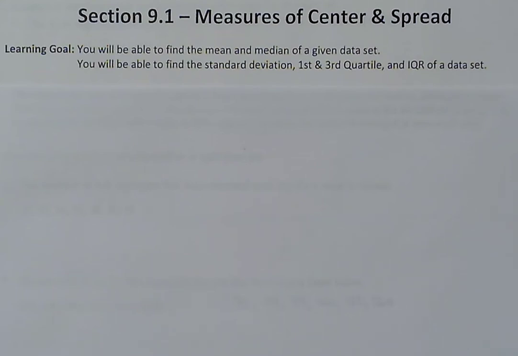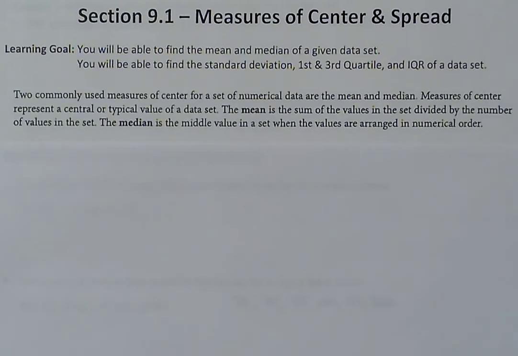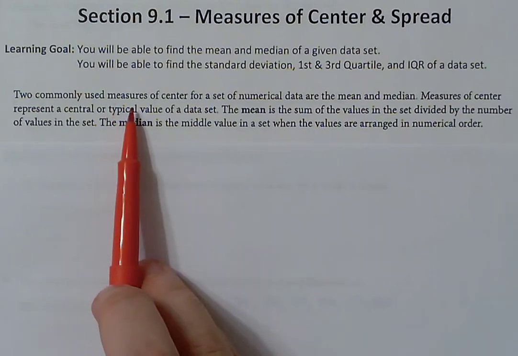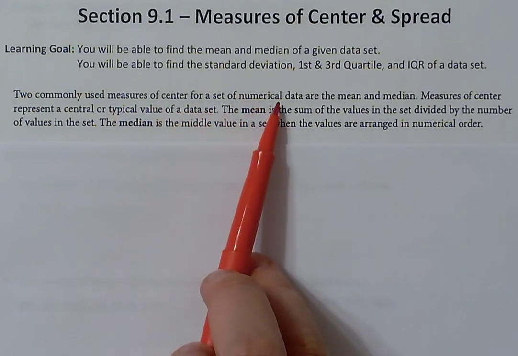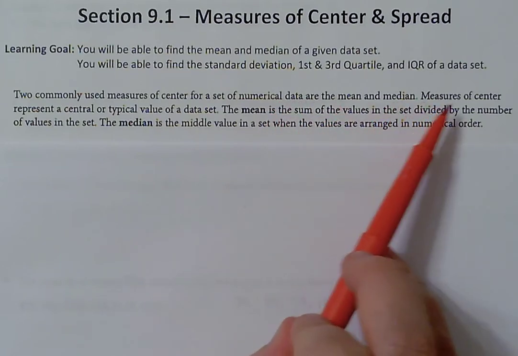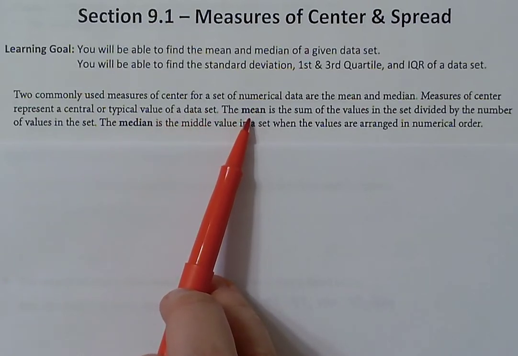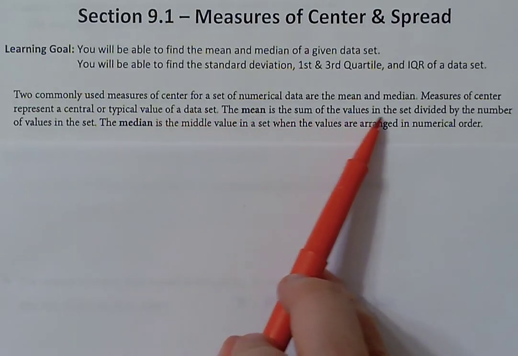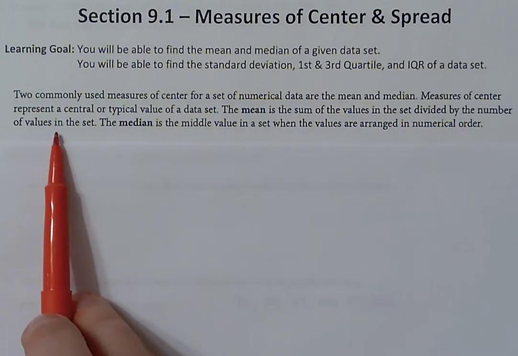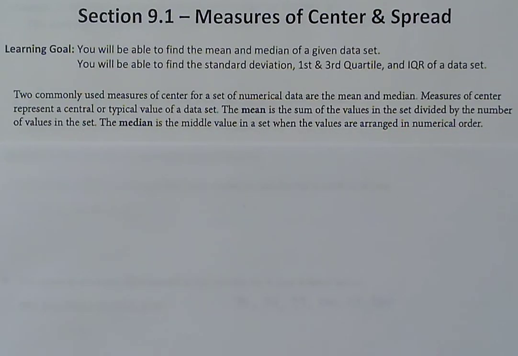So the first thing we're going to take a look at is mean and median. And let's first talk about what they are before we jump into finding those. So two commonly used measures of center for a set of numerical data are mean and median. Measures of center represent a central or typical value of a data set. The mean is the sum of the values in the data set divided by the number of values in the set. So when we talk about finding the mean, what you're going to do is go through and add all the numbers up in your data set, and then you're going to divide by how many there are.